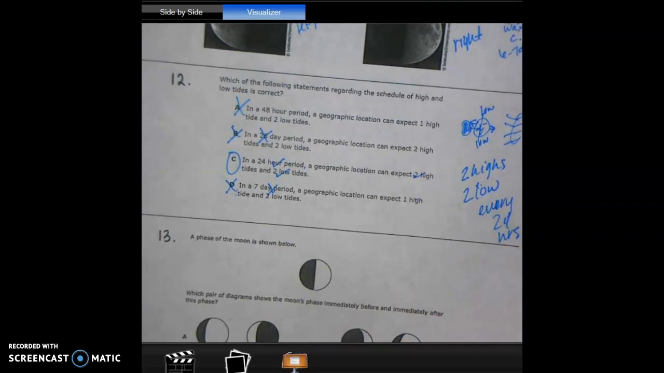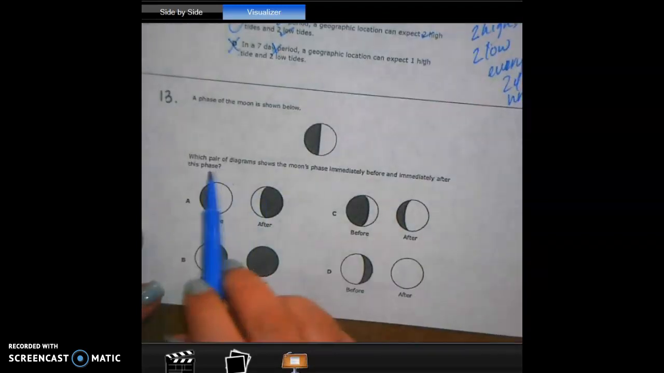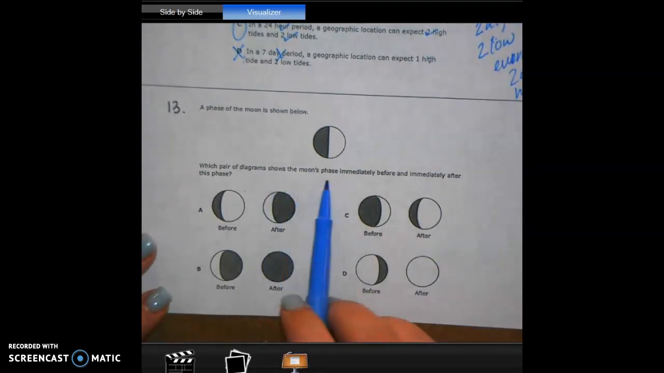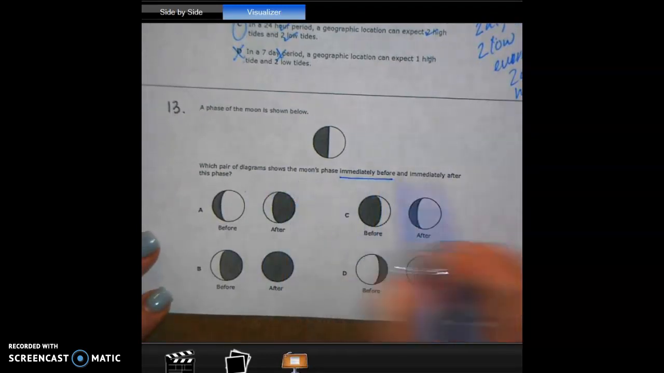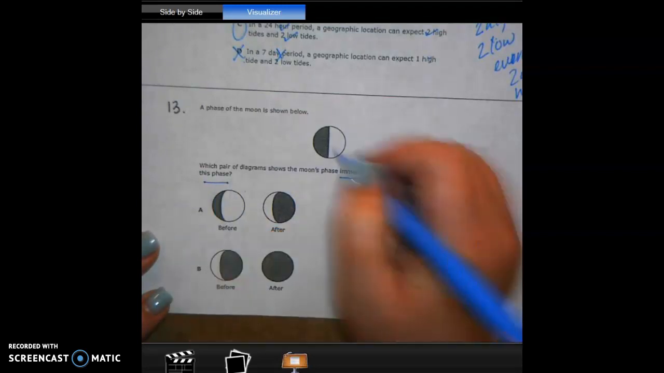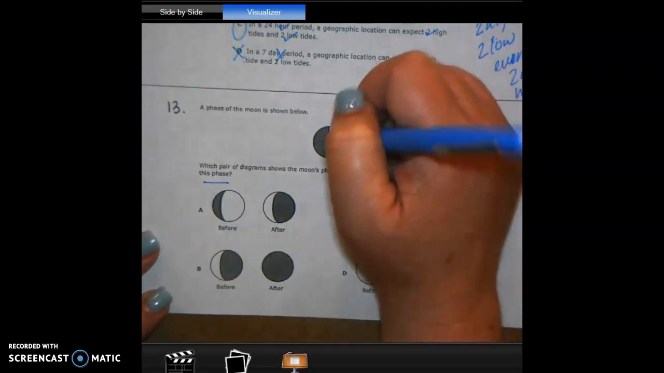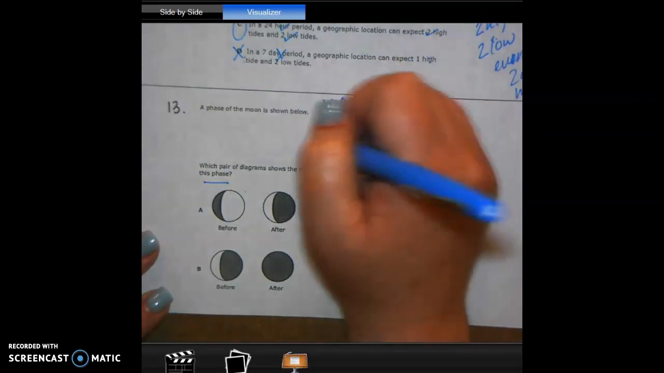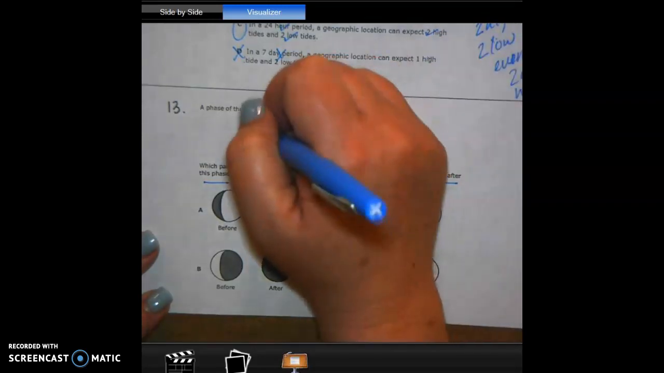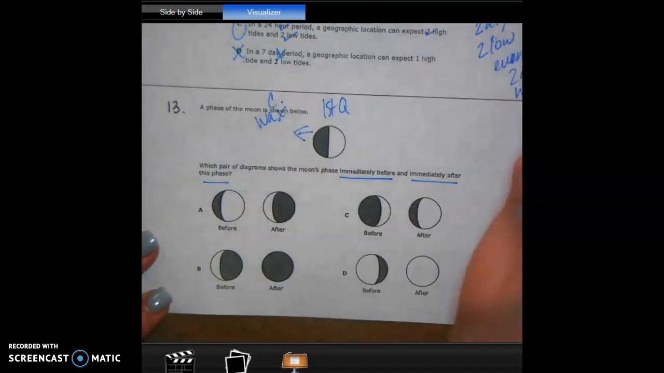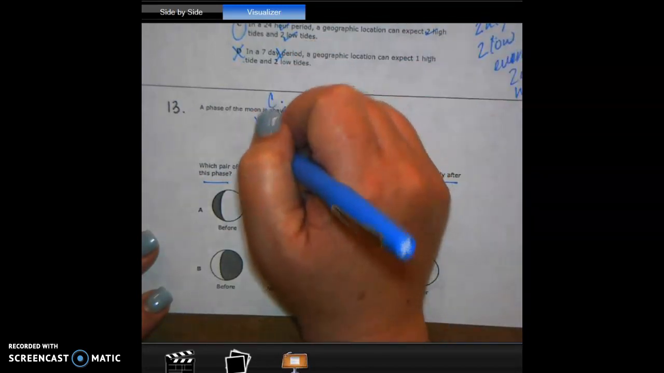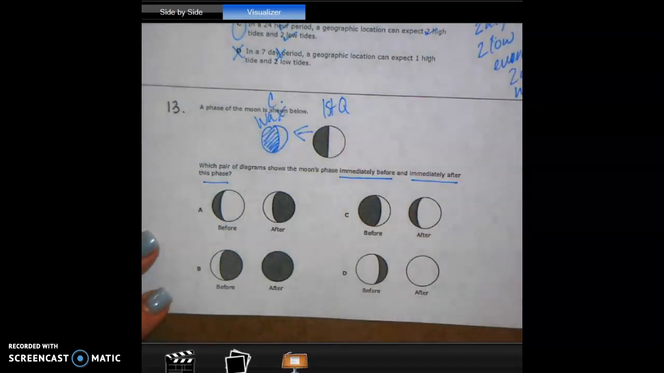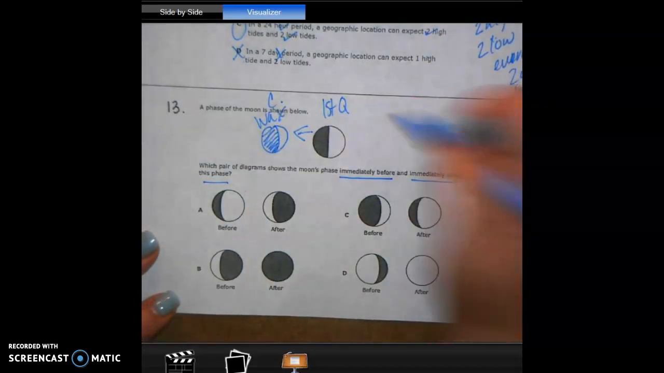All right, number 13. The phase of the moon is shown below. Which pair of diagrams shows the moon phase immediately before and immediately after? Okay, this one has the light on the right side. It's halfway full, so this is a first quarter moon. Right before the first quarter moon, we have the waxing crescent moon, which means the light is going to be on the right, and it's going to be toenail shaped or less than half, or a banana shape.